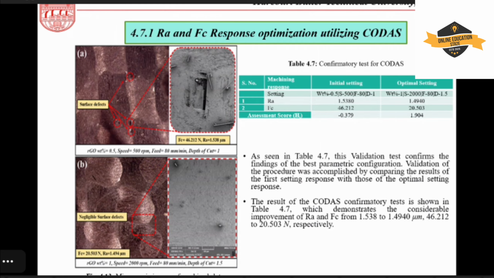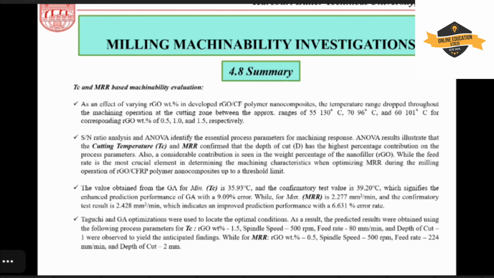So these confirmatory tests also validate that the performed experiment is in a satisfactory range, and we have achieved that the loading of 1.58 percentage of RGO is satisfactory for the CFRP physiomechanical performance properties analysis, and from a machining point of view also we have achieved this optimal setting. So this is the brief summary about the one process, that is the milling process.